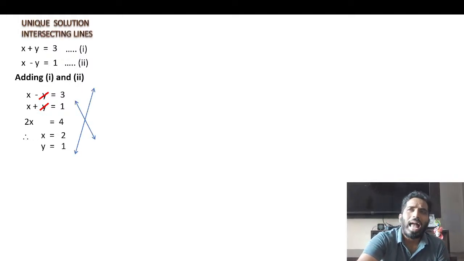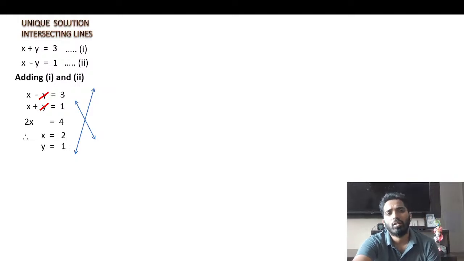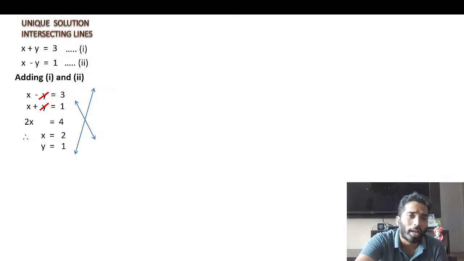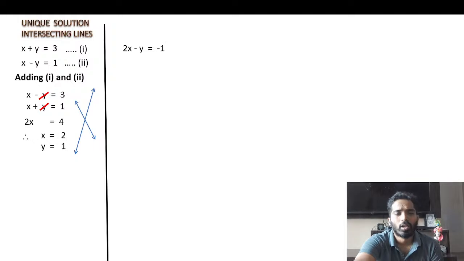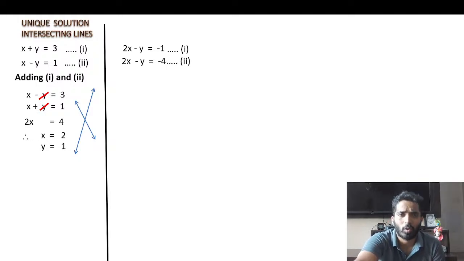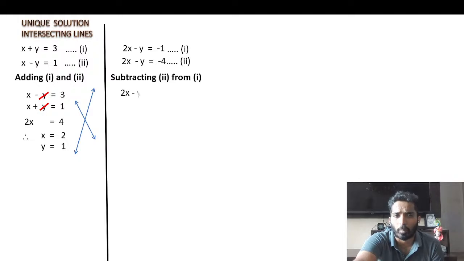Now, graphically, if we draw these two lines on a graph paper, they will be intersecting lines, which we have already done in this chapter. Now, let us take another equation. 2x minus y is equal to minus 1, and 2x minus y is equal to minus 4, equation number 2. Let us try to solve this. We'll subtract both the equations.